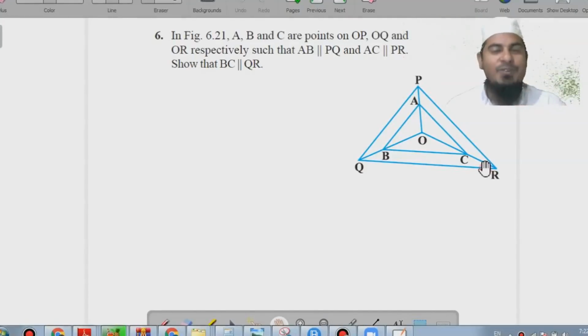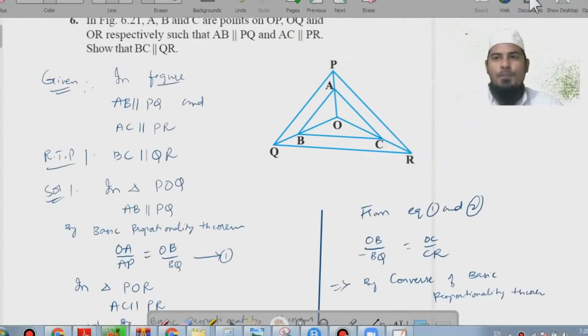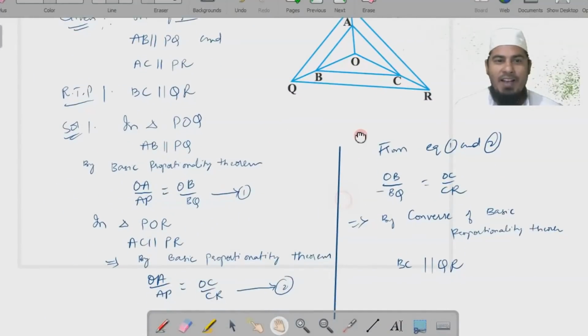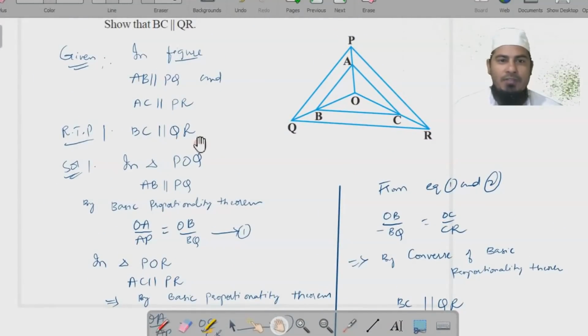Let us see this question in written mode. In the written part, given in the figure, AB is parallel to PQ and AC is parallel to PR. Observe keenly in triangle POQ, AB is parallel to PQ, which implies by the basic proportionality theorem, OA by AP is equal to OB by BQ. Normally we make a mistake by writing OA by AP is equal to BQ by BO. That's wrong. Starting with O, we have to write OA by AP, OB by BQ.